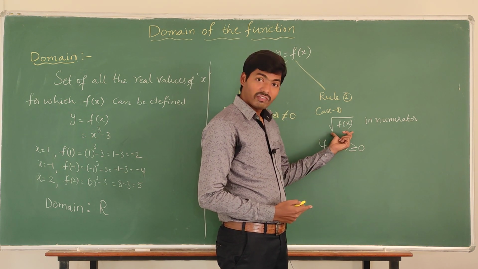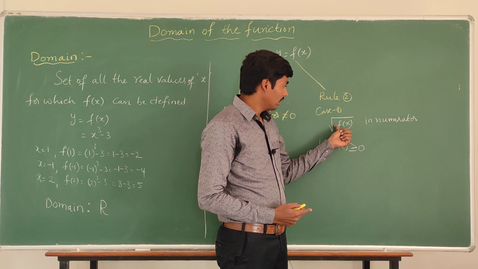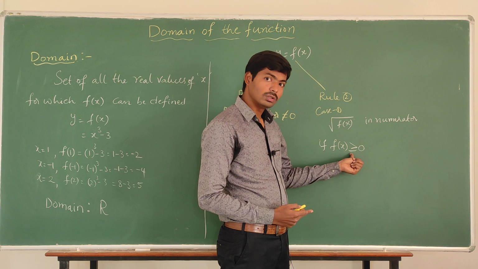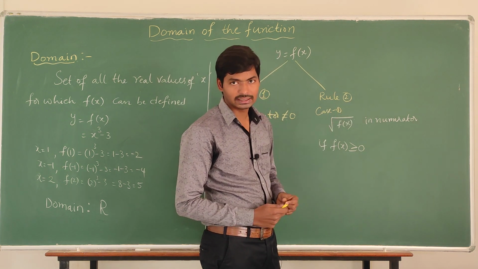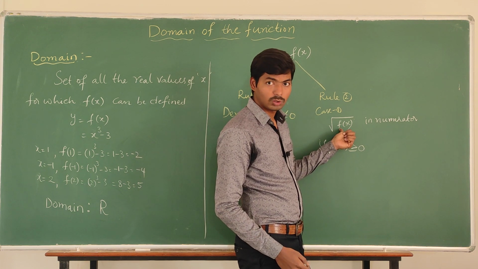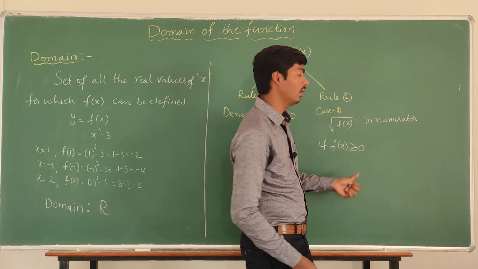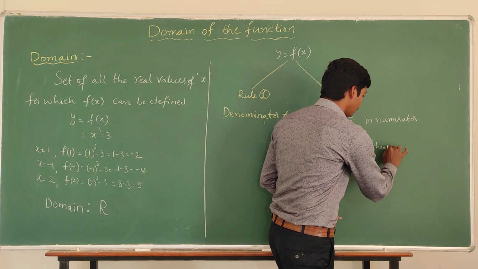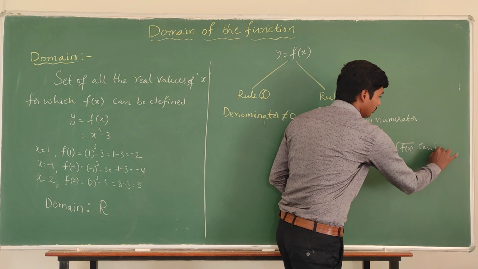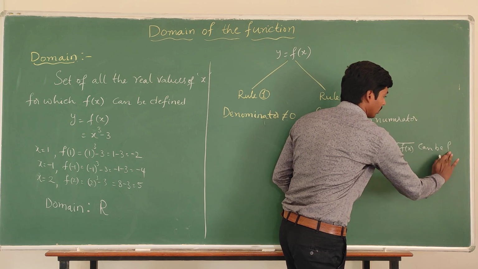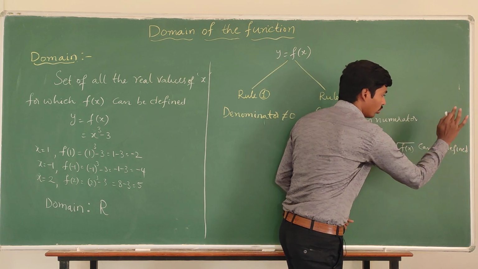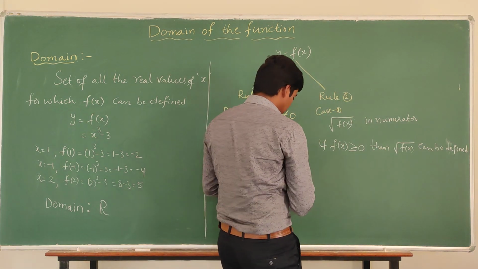So in order to define this function, if the expression inside the root is greater than or equal to 0, then only the root function can be defined. So if f of x, the expression under the root, is greater than or equal to 0, then my function root f of x can be defined. So this is the rule number 2, case number 1. Case 2.